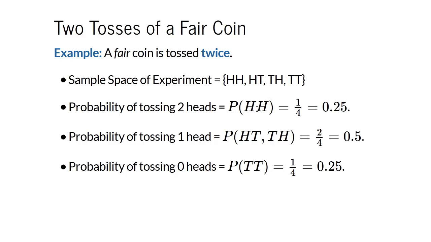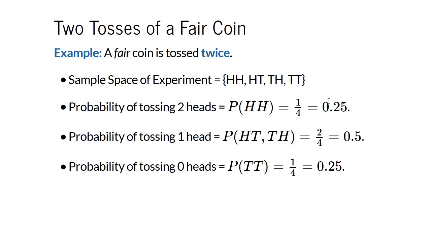There is only one outcome out of the 4 in the sample space that corresponds to this event, HH. So the probability of tossing 2 heads in a row is 1 divided by 4, or 1/4, or 0.25.